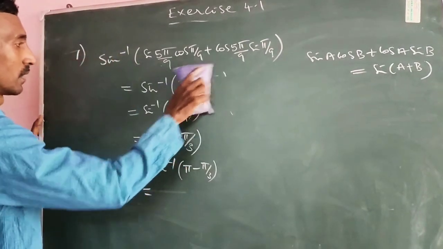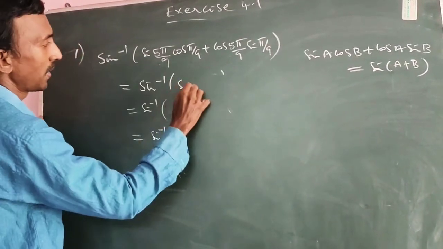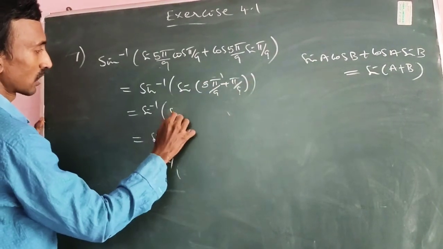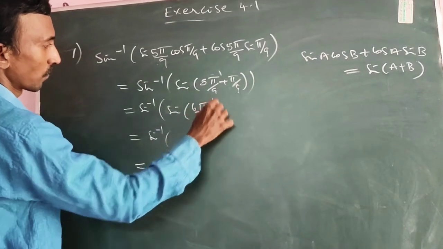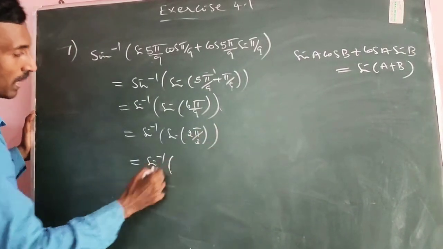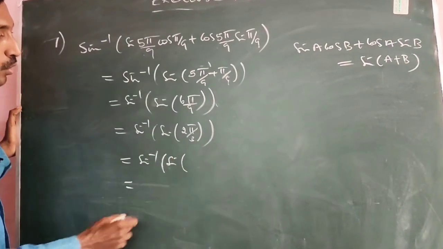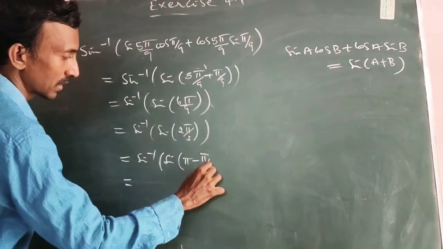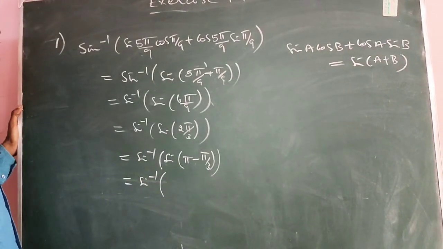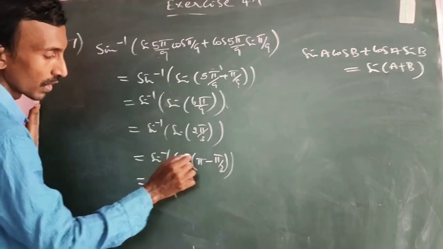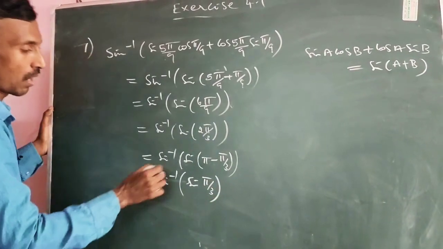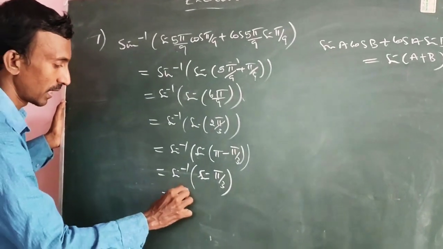here I forgot the sine: sine of (5 pi by 9 plus pi by 9), so sine 6 pi by 9, so sine 2 pi by 3. The principal domain for the sine inverse, we have to convert into that form. So 180 minus 60, that is sine 120. So sine inverse of sine (180 minus theta) equals sine theta, second quadrant. So sine 60 degree. So now we can apply the sine inverse. We are getting pi by 3.